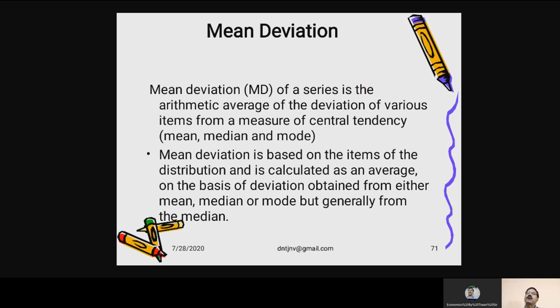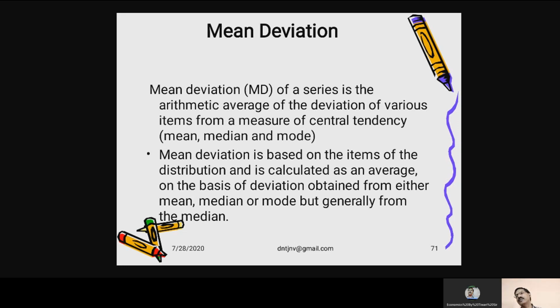Mean deviation. Mean deviation of a series is the arithmetic average of the deviations of various items from a measure of central tendency, that is mean, median, and mode. I told you, you can find out mean deviation either from mean or from median or from mode. Mean deviation is based on the items of the distribution and is calculated as an average on the basis of deviations obtained from either mean, median, or mode, but generally from median, because it is easy to calculate.